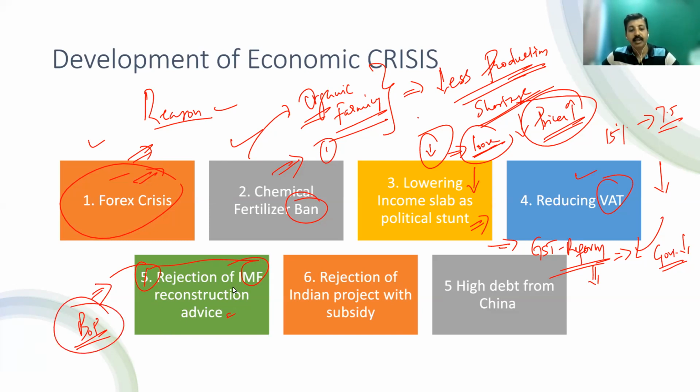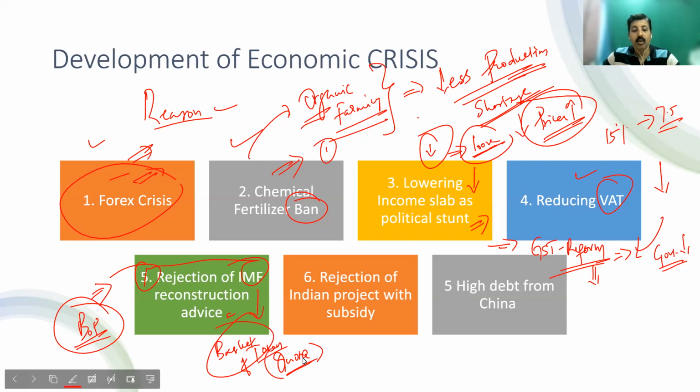So at those times, the IMF came forward and gave reconstruction advice. What do I mean by that? IMF gives a loan to the country based on a basket of tokens, or they will call it a quota system. Based on your export and import history, they will give some amount of quota. Within that quota, you can get the foreign exchange reserve loan from the IMF, and you need to fulfill whatever conditions they put forward.